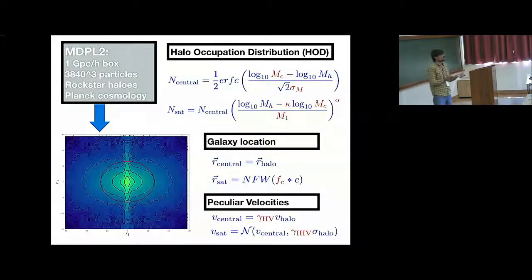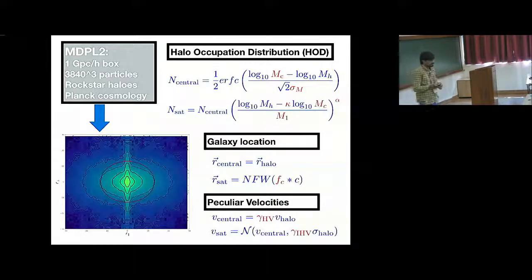So the location of the central galaxy is nothing but the center of the halo. And the satellite galaxy is going to follow an NFW profile from the center of the halo. But I introduce a free parameter, FC, which is allowed to change the concentration, which means my satellite galaxies could have a different distribution compared to the dark matter distribution, right? And this could arise from various things, including baryonic feedback, or even if there is modified gravity there.